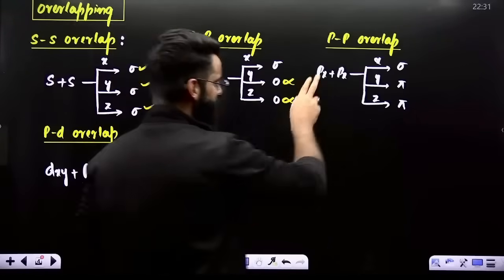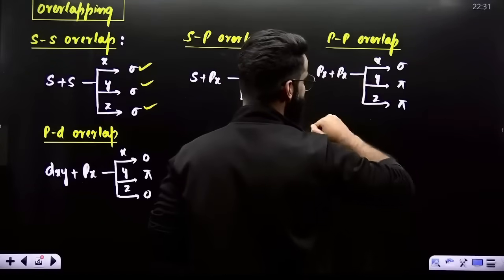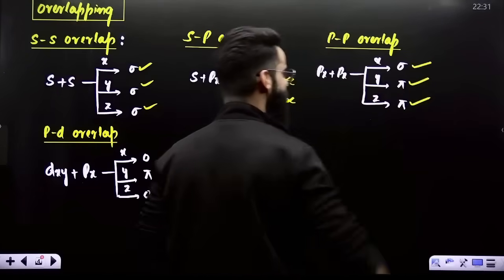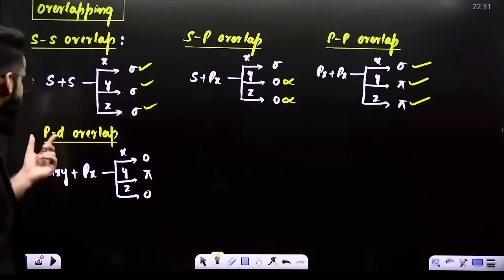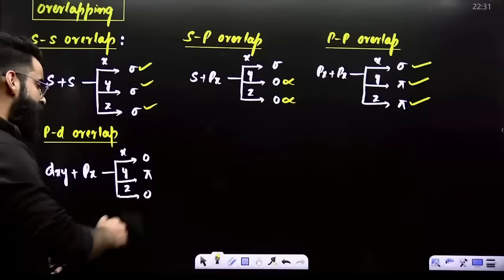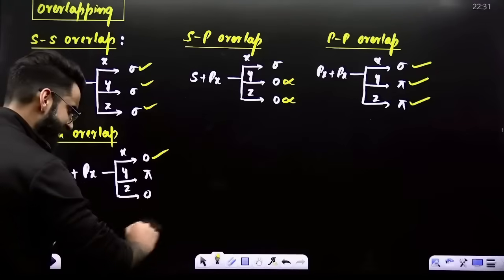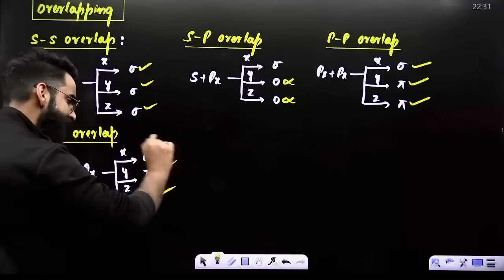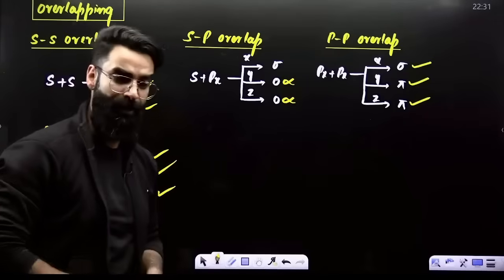Right? Similarly, your px and px, if x is the internuclear axis, sigma bond. Y internuclear axis, pi bond. Z internuclear axis, pi bond. Similarly, when it comes to your p-d overlapping, your dxy and px, keeping x as the internuclear axis, 0 overlapping. Keeping z as the internuclear axis, 0 overlapping. Keeping y as the internuclear axis, it is going to lead to the formation of pi bond.